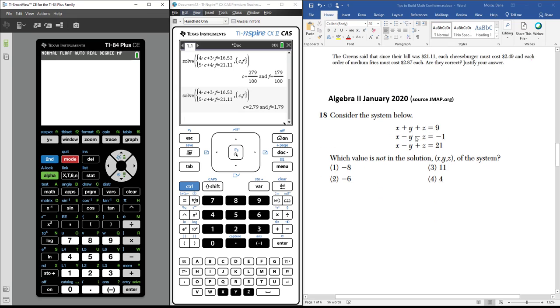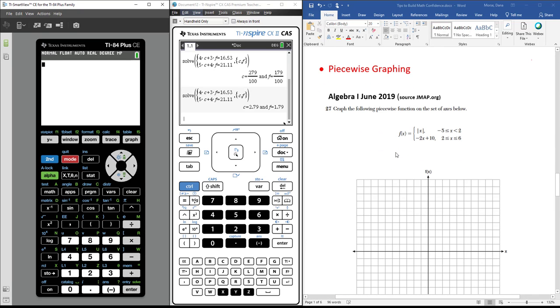Algebra 2. Same thing. 3 equations, 3 unknowns. That's the only difference. Piecewise functions. Okay, I will say this up front. Piecewise is huge in New York State, and the CE has a feature for Piecewise. So this is a CE feature. You can still do piecewise graphing on the traditional 83s and 84s. I'll have a video for that on my YouTube channel.